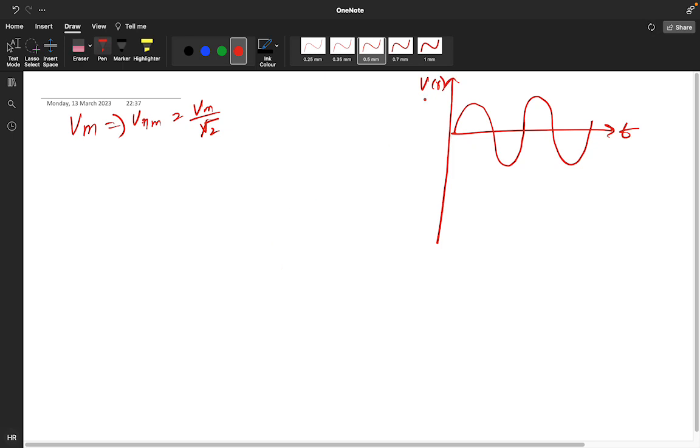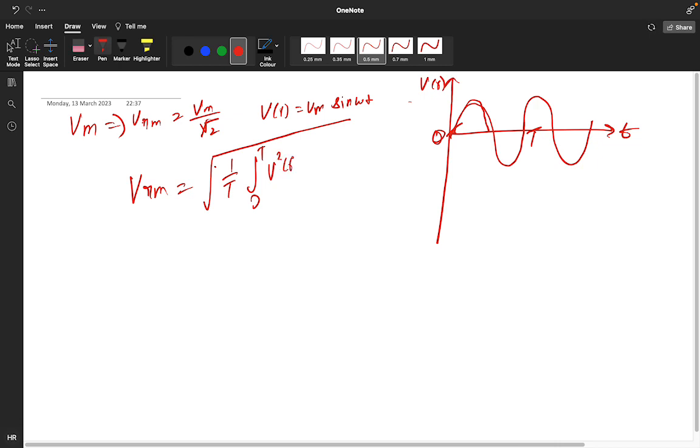So here we have V of T equals Vm sine omega t. Time period from 0 to capital T, I am assuming. So what is the formula for RMS? V RMS is root under 1 upon T, integral from 0 to T, V square of T dt. So what is V of T?